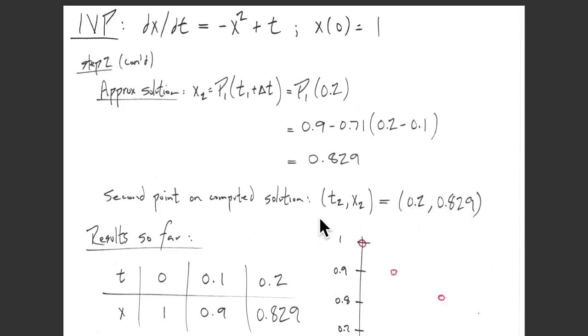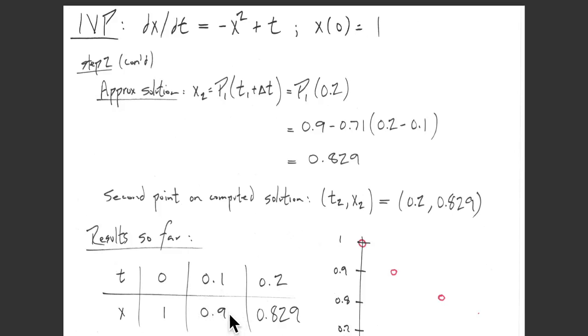And if you take a look at the results so far, I've just tallied what we've done so far in this little table here. We started out with a t value of t0 equals 0. Corresponding x value was 1. t1 was 0.1.